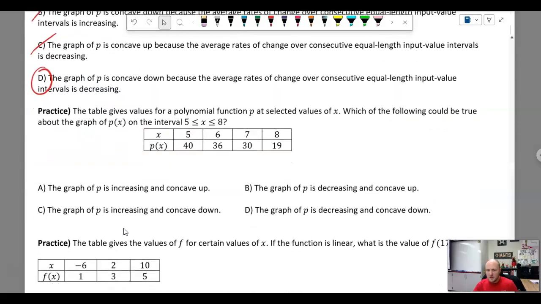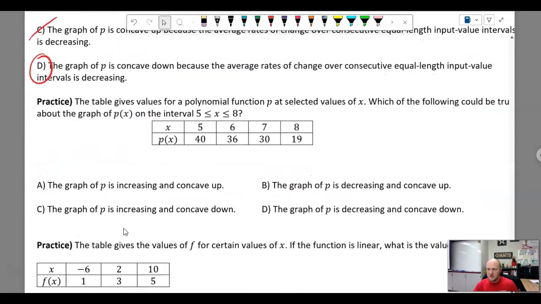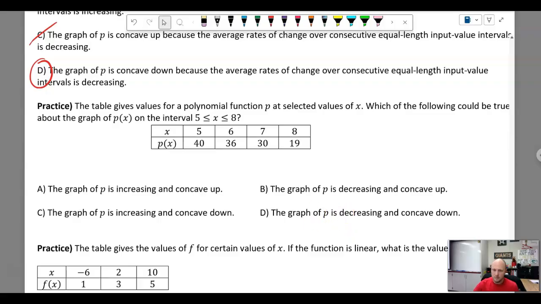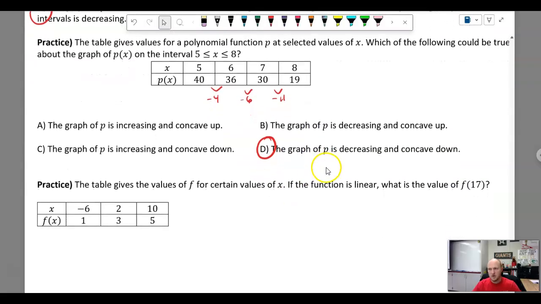All right. Go ahead, please pause me and try this example. All right, hopefully you got D. The graph of P is decreasing and concave down. You can see that this graph is going down, and the rates of change are getting more and more negative. Okay, so that is decreasing: -4, then -6, then -11. Decreasing. Okay, so concave down.